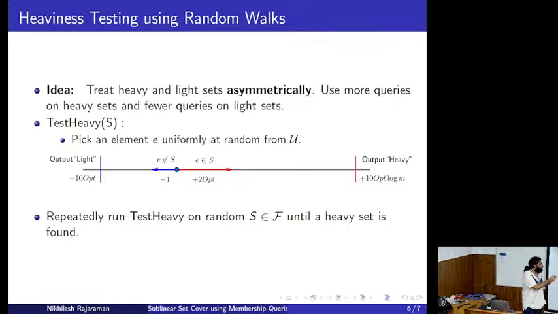And we set up two different barriers: one barrier on the right at something like 10 opt log m, and one barrier on the left at minus 10 opt. If it crosses the right barrier, we report that set as heavy. If it crosses the left barrier, we say that the set is light. The key idea here is that these two barriers are asymmetric. We have different barriers on the left and right, and that is really what helps us achieve our good performance.